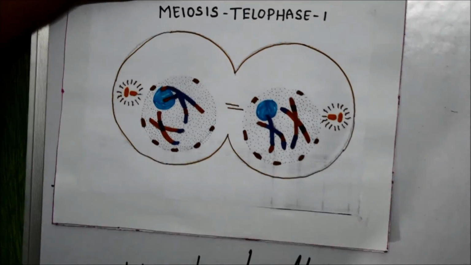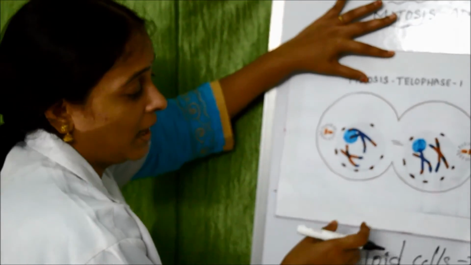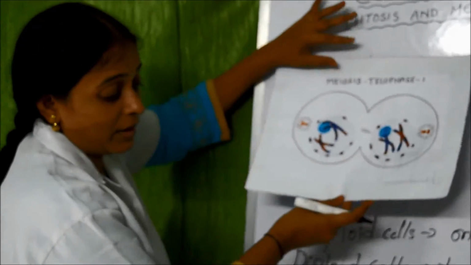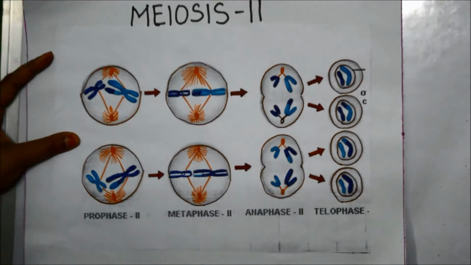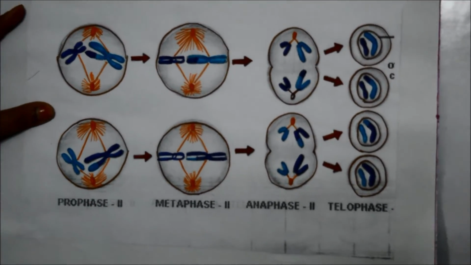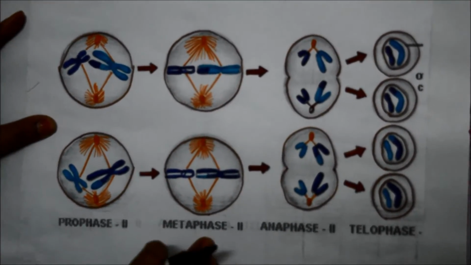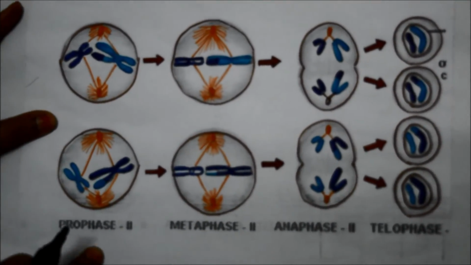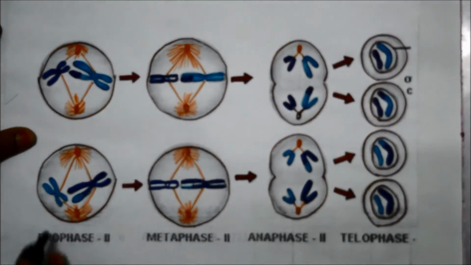After this, these haploid cells immediately go into the second division, where the nucleus divides again, and these haploid cells act as the parental cells for the meiosis 2 cell division. Let us see what changes take place in meiosis 2. Meiosis 2 resembles mitotic cell division. The same processes that take place in mitosis in prophase, metaphase, anaphase and telophase are taken by meiosis 2 in prophase 2, metaphase 2, anaphase 2 and telophase 2.